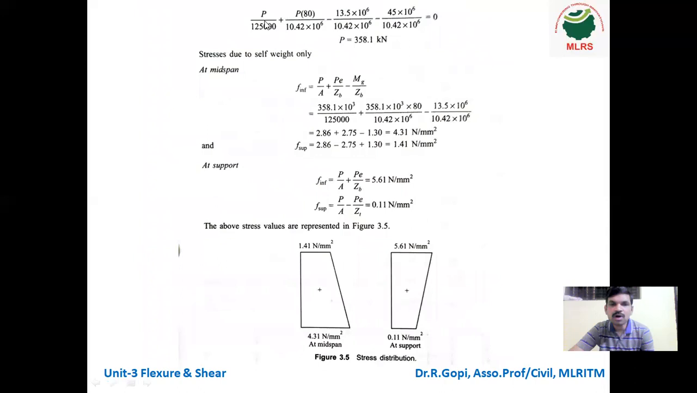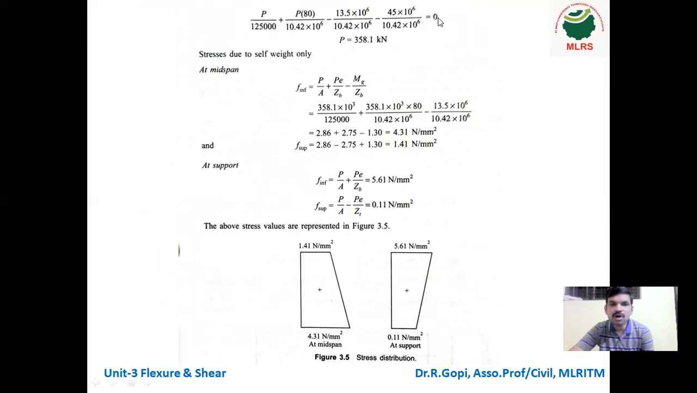So we don't know the eccentricity. In the first question, they asked only for the eccentricity. So except eccentricity, all the parameters we know. Moment we know, area, Z value, everything we know. So substitute all the values under no tension condition.